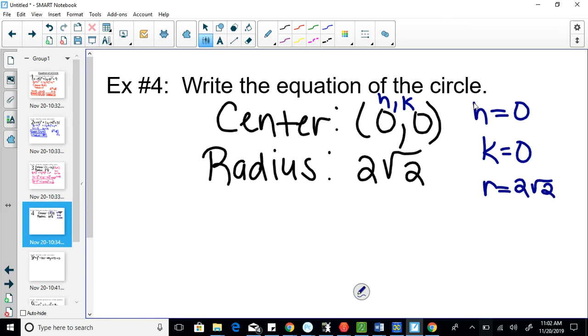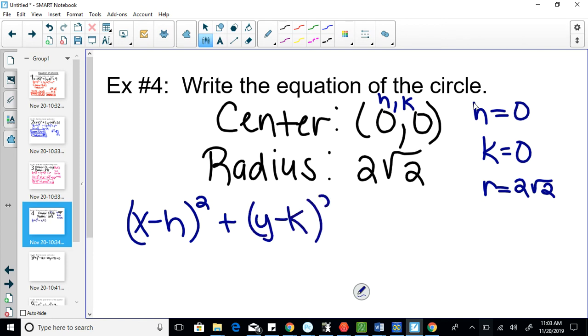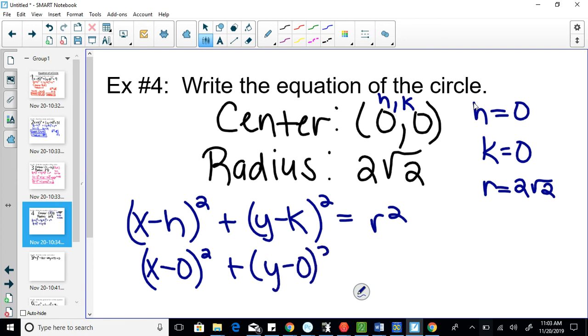Once again, write your equation: (x − h)² + (y − k)² = r². Let's go ahead and plug it in. That is (x − 0)² + (y − 0)² = (2 square root of 2)².